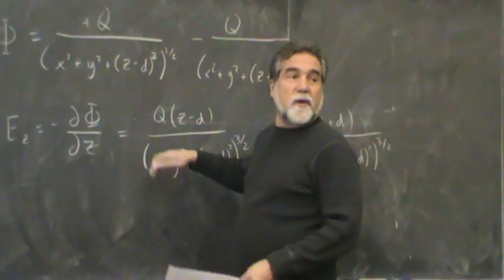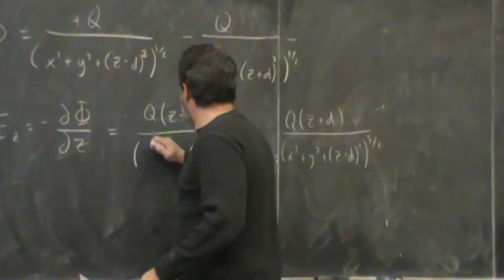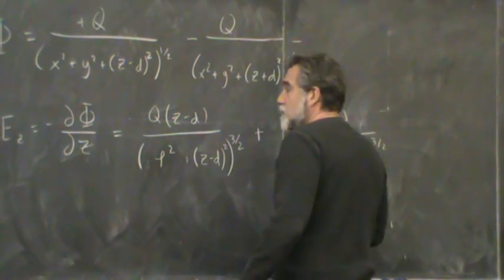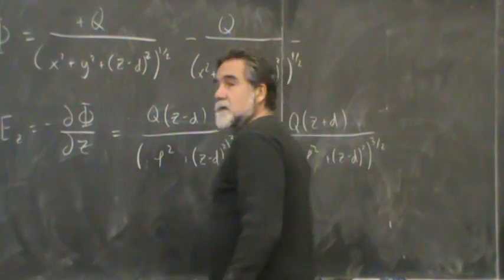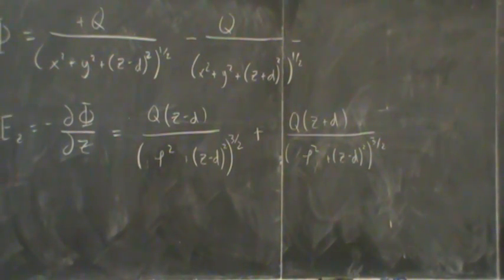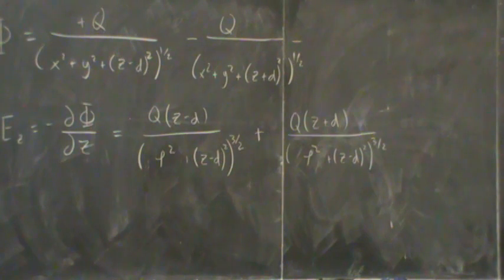X squared plus y squared, I could just write that as rho squared. I'm sorry that we use rho twice, once as the distance from the cylindrical axis and also as the charge density. But if I use r, you'll find out that we use r a whole bunch of ways as well. So I've got the electric field in the z direction, which means that I know what the charge density is here at this point, right?